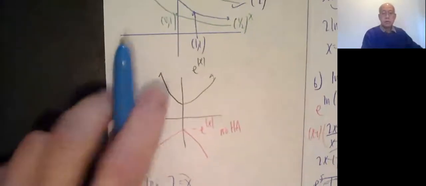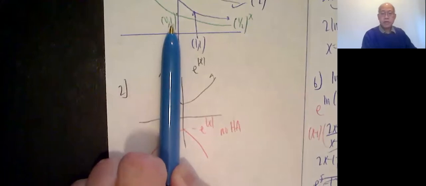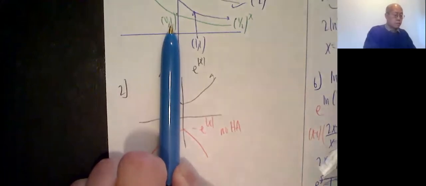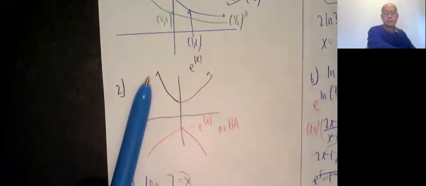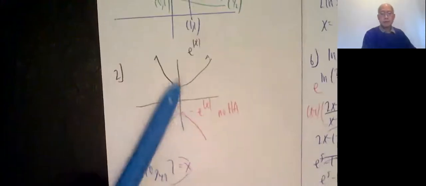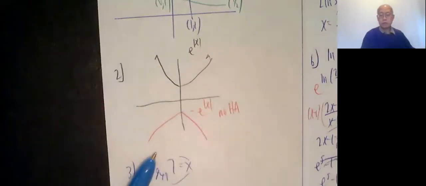Number 2, okay, e to the absolute value of x. So you take the portion of e^x to the right of the y-axis and reflect it across the y-axis, so you get this part here. Then put a negative in front of the whole thing, that just reflects the entire graph across the x-axis. So this is the final answer. There are no horizontal asymptotes.